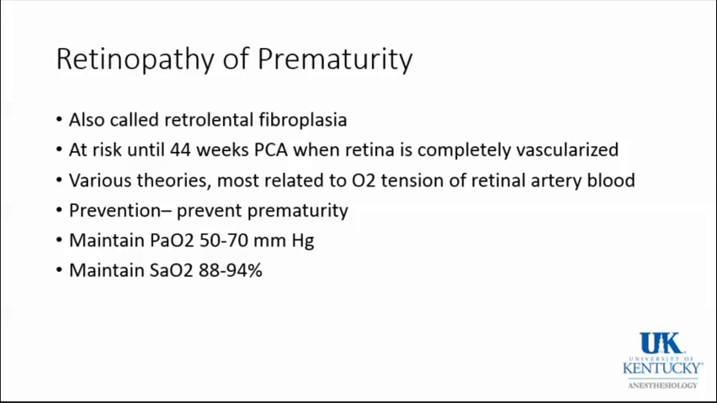Few words on retinopathy of prematurity. They're at risk till about 44 weeks of post-conceptual age, irrespective of when they were born. The cause is prematurity, and if we can prevent prematurity, we'll never see this. I wish we can. Our aim, though, because oxygen tension in the retinal artery has been implicated as a cause for retinopathy of prematurity, we try to maintain their saturations around 88 to the low 90s, like 94%. Titrate your FiO2 to maintain saturations between 88 and 94 in the operating room. And that's the only thing we can do.